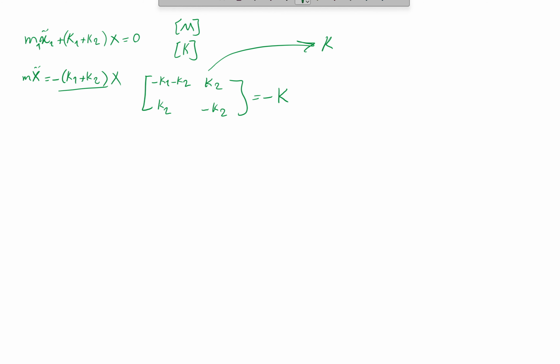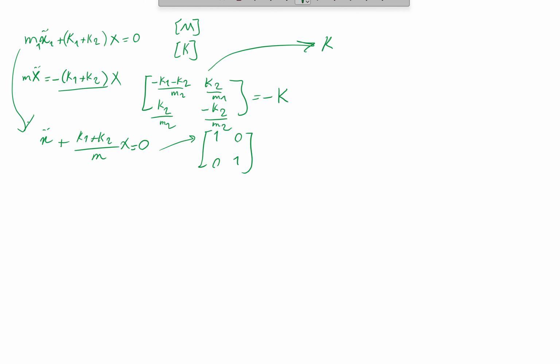Also, even in this initial form, some of you divide everything by m. So you write x double dot equals plus, I don't know, (k1 plus k2) for the first mass divided by m, x equals 0. And then what you get is your mass matrix would look like this, and your stiffness matrix is basically like this, with m1 and m2. So this also would cause problems.